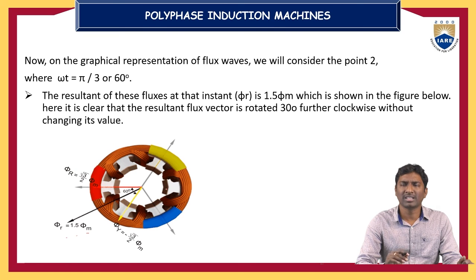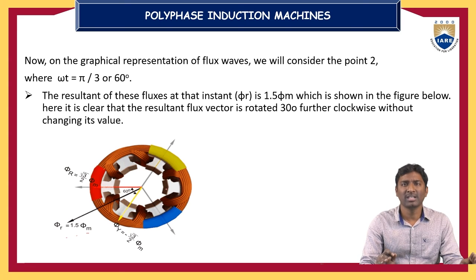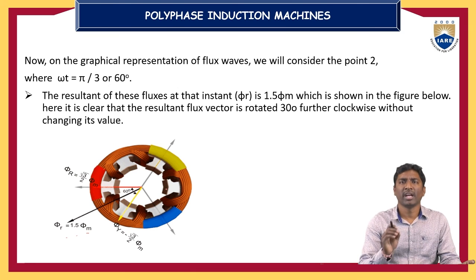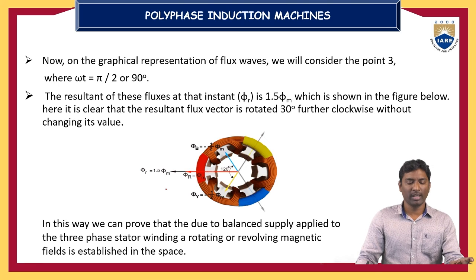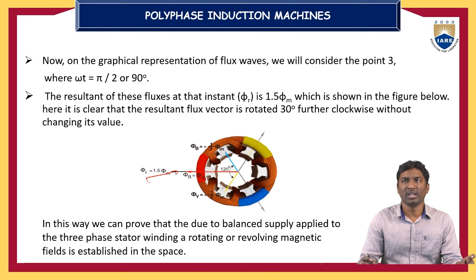It is clear that the resultant flux vector is rotated by 30 degrees further clockwise without changing its value. At any position, the value does not change. The resultant flux is equal to 1.5 into phi m only, at instant 0, at instant 1, at the second instant or at the third instant. At point 3 also the resultant flux is equal to 1.5 into phi m only.